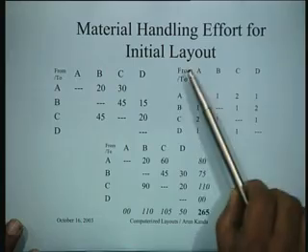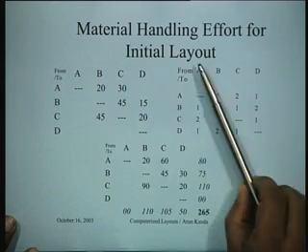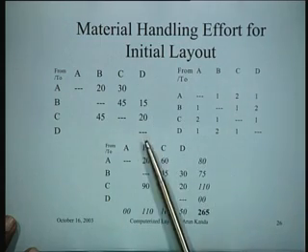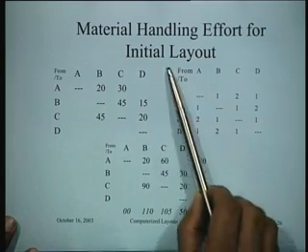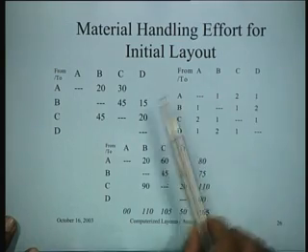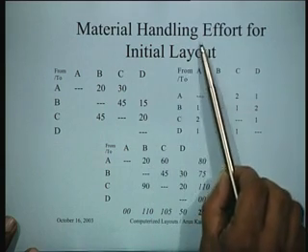Now we utilize this information pertaining to the distance matrix, and we compute what is called the material handling effort for the initial layout. So for the initial layout, this is the flow matrix, this matrix that you're seeing, which we have computed. This is the distance matrix for this. So we multiply the flow matrix with the distance matrix, we get the material handling effort.